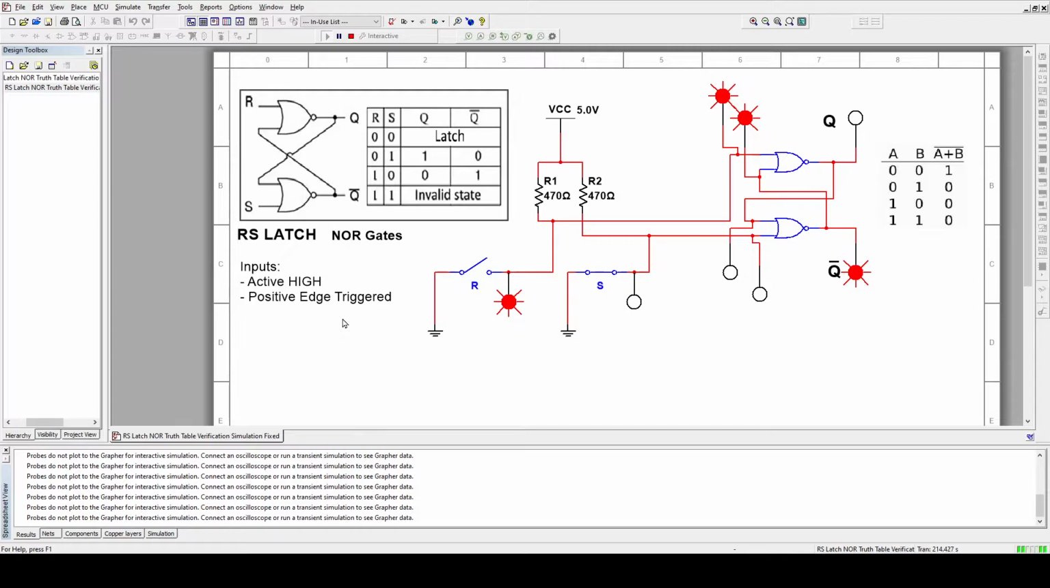Okay, now an astable multivibrator is one that doesn't require any triggers. Once it's turned on, it oscillates from 1 to 0 all the time. Okay, so that's astable.